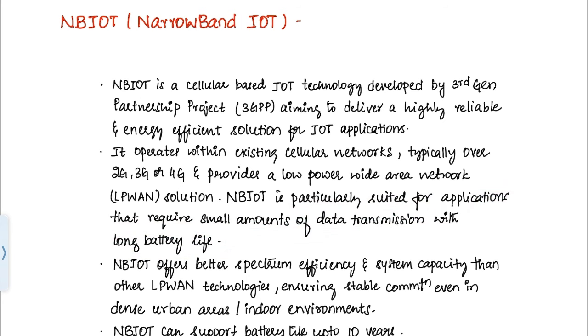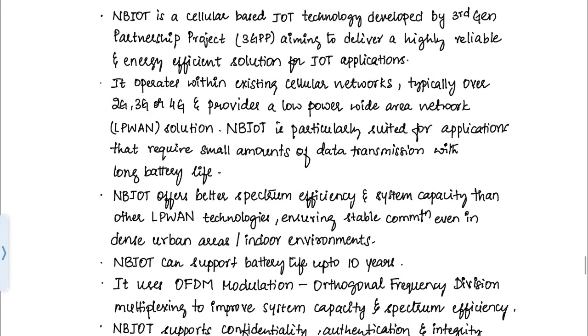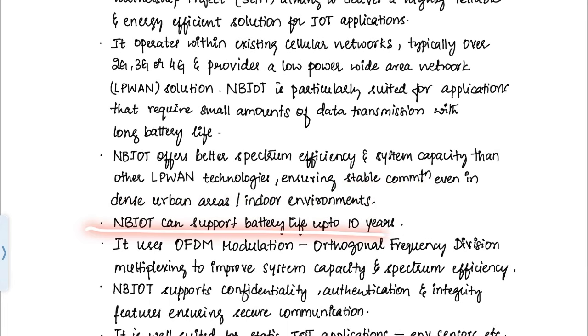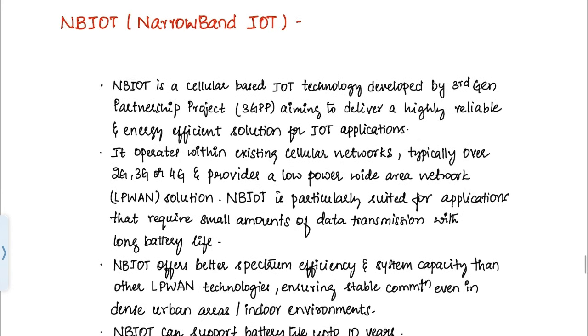Speaking of the key features, first one we have is better spectrum efficiency and system capability than other technologies. So it ensures stable communication even in dense area networks. Battery life is being spoken here: up to 10 years of battery life is provided. Then it uses OFDM, orthogonal frequency division multiplexing, to improve the system capability and spectrum efficiency. It supports confidentiality, authentication, and integrity features, ensuring secure communication.